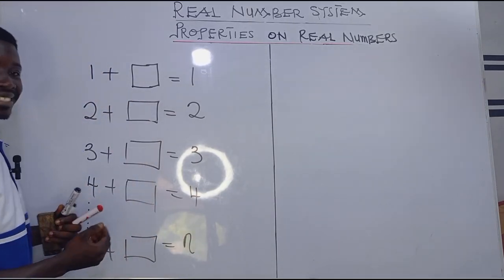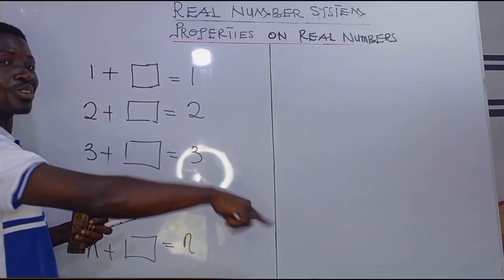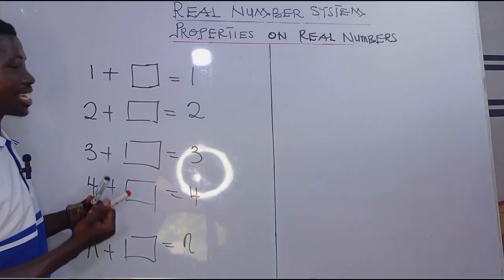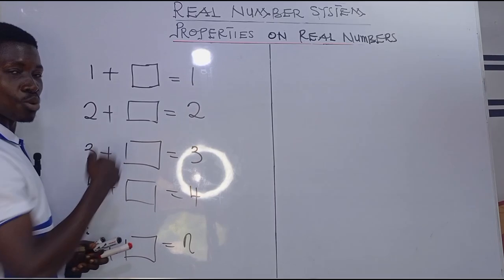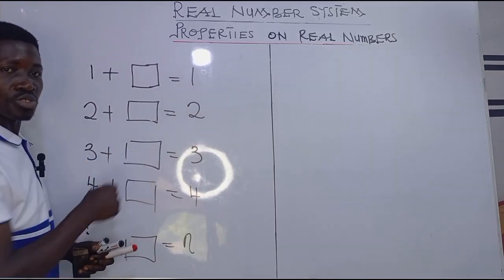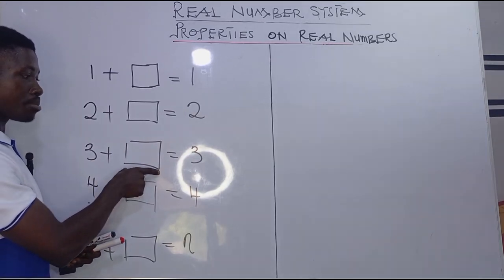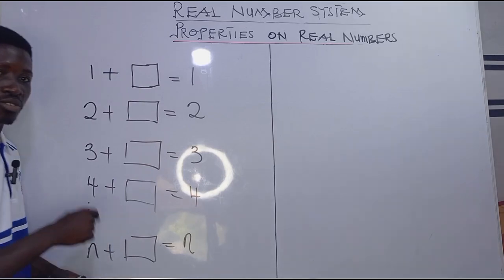So looking at this, somebody may ask, why are you doing this? Today we are going down to the kindergarten level. Okay, so looking at this, 1 plus what number will still give you 1? 2 plus what number will still give you 2? 3 plus what number will give you 3? 4 plus what number will give you 4?